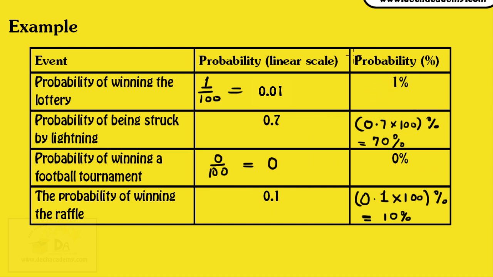So the key thing is, if you're going from the linear scale to the percentage scale, all you have to do is multiply by 100 and append the percentage symbol. If you're going from the percentage scale to a probability in the linear scale, all you have to do is drop the percentage symbol and divide the number by 100. It's as simple as this.